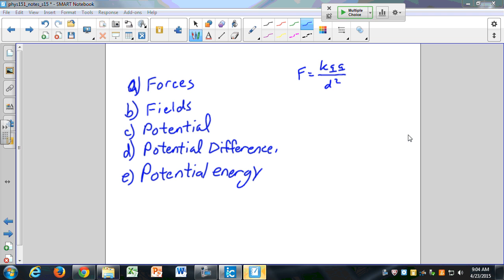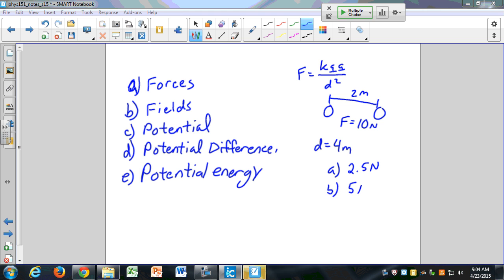Let's say I have two charges here. They're separated by 2 meters, and they experience a force equal to 10 newtons. If I double that, let's say I let D equal 4 meters, what is my new force? Is it A, 2.5 newtons, B, 5 newtons, C, 10 newtons, the same, D, 20 newtons, or E, 40 newtons?